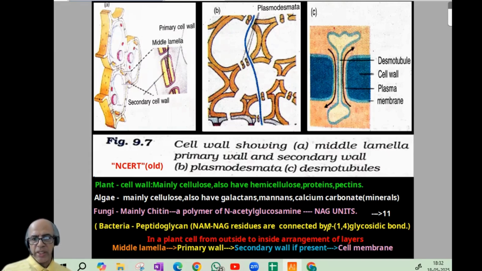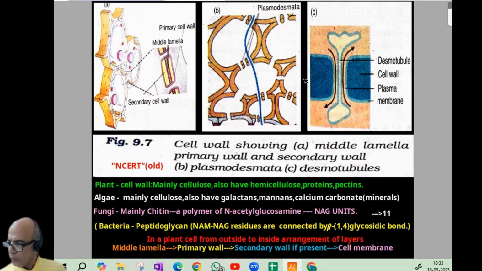In a plant cell, from outside to inside, what will be the arrangement of layers? Outside will be the middle lamellae, which cements two plant cells. The next layer inward is the primary wall. The next layer inward is the secondary wall, if present. And the innermost layer will be the cell membrane, closest to the cytoplasm. From outer to inner, I think the arrangement is clear.